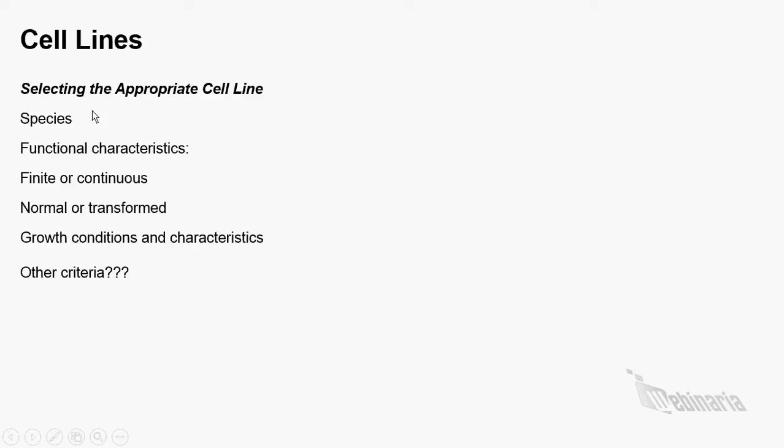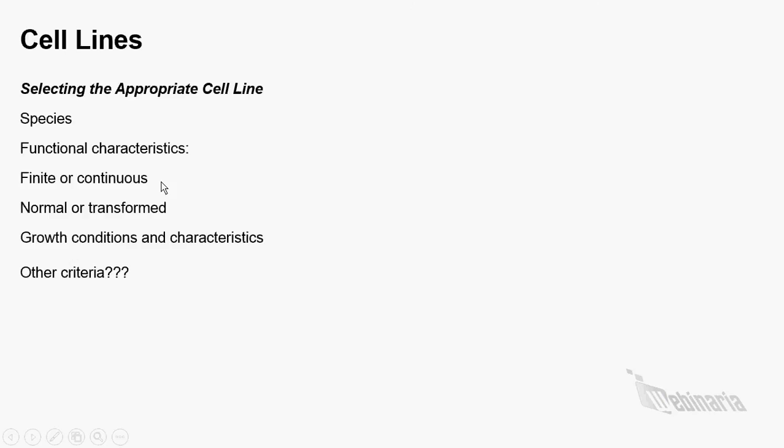Non-human and non-primate cell lines usually have fewer biosafety restrictions, so try to prefer them. But ultimately, your experiments will dictate whether you use a species-specific culture or not. Functional characteristics. What is the purpose of your experiment? For example, liver and kidney-derived cell lines may be more suitable for toxicity testing. Okay, so it always depends on your experiments and your project.